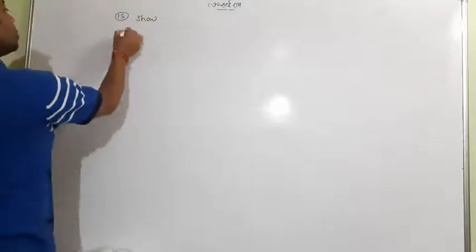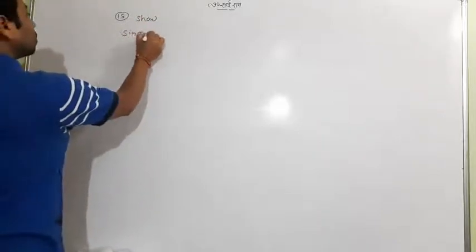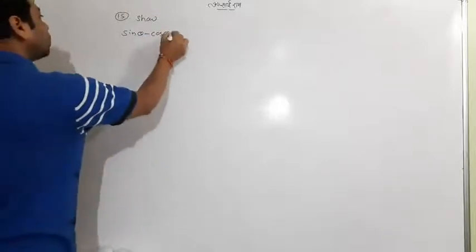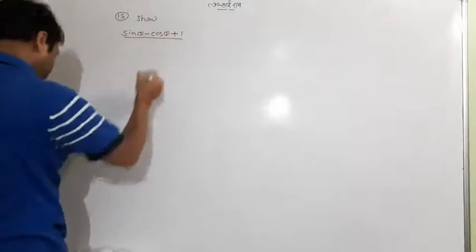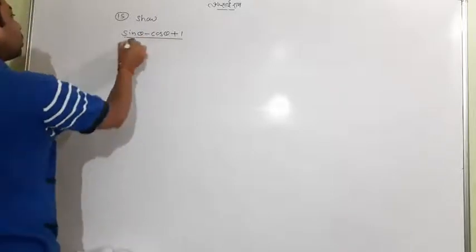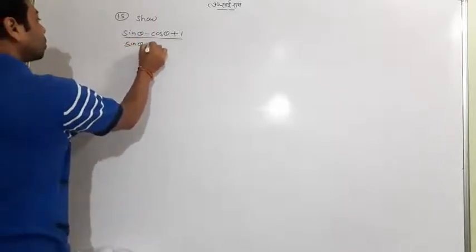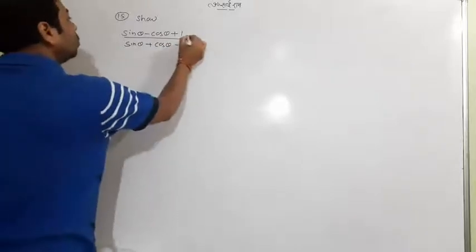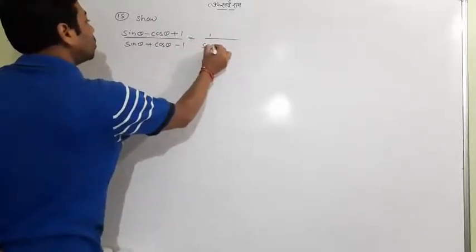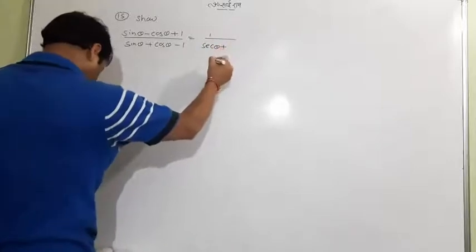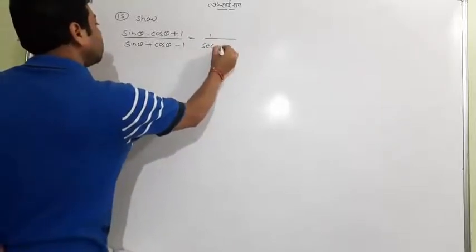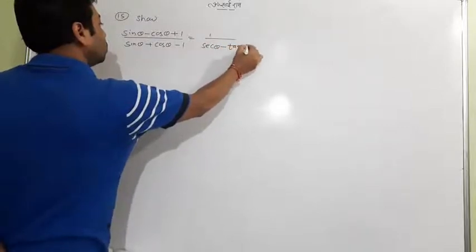Show that (sin theta minus cos theta plus 1) upon (sin theta plus cos theta minus 1) is equal to 1 upon (sec theta minus tan theta). So this is the question.